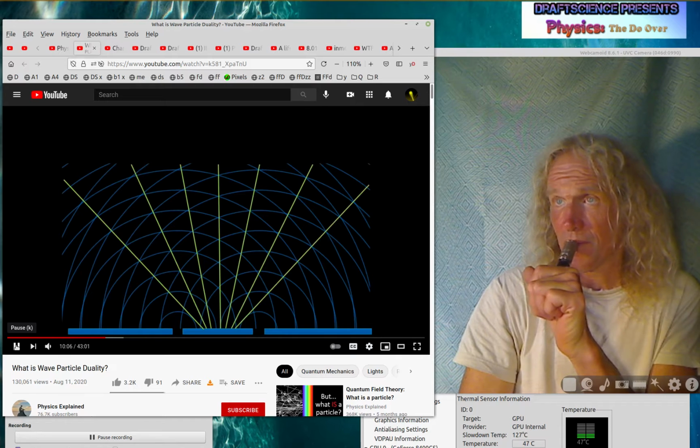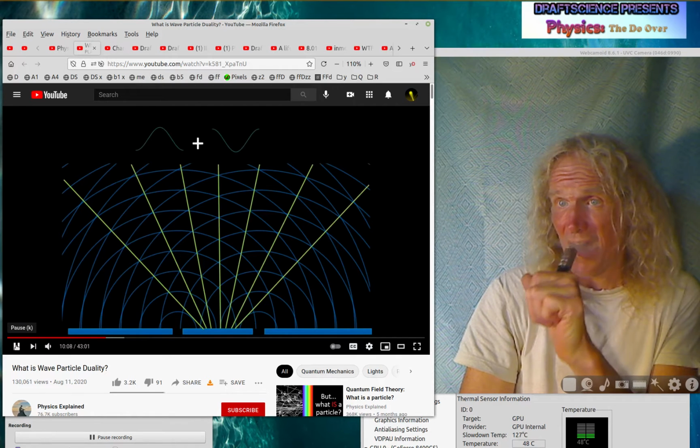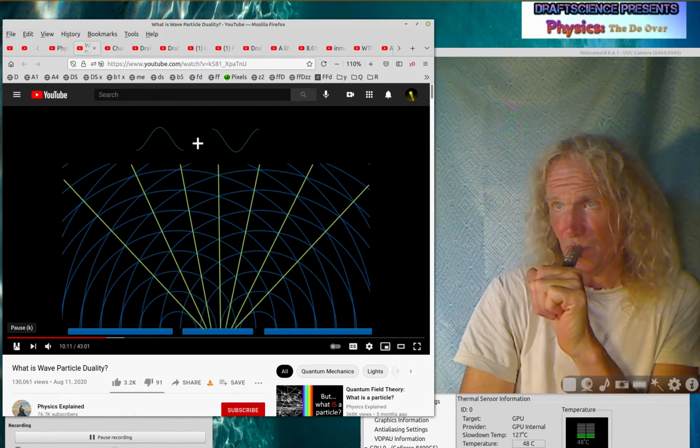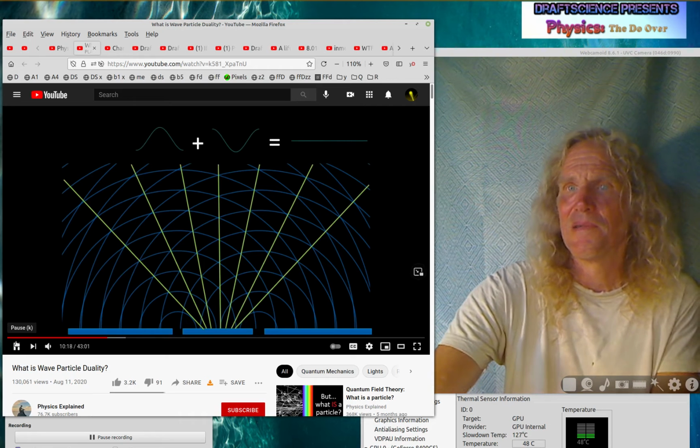If, on the other hand, a peak encounters a trough, then these two waves could cancel, resulting in a net displacement of 0, which would correspond to no light or a dark fringe, as Young had observed.